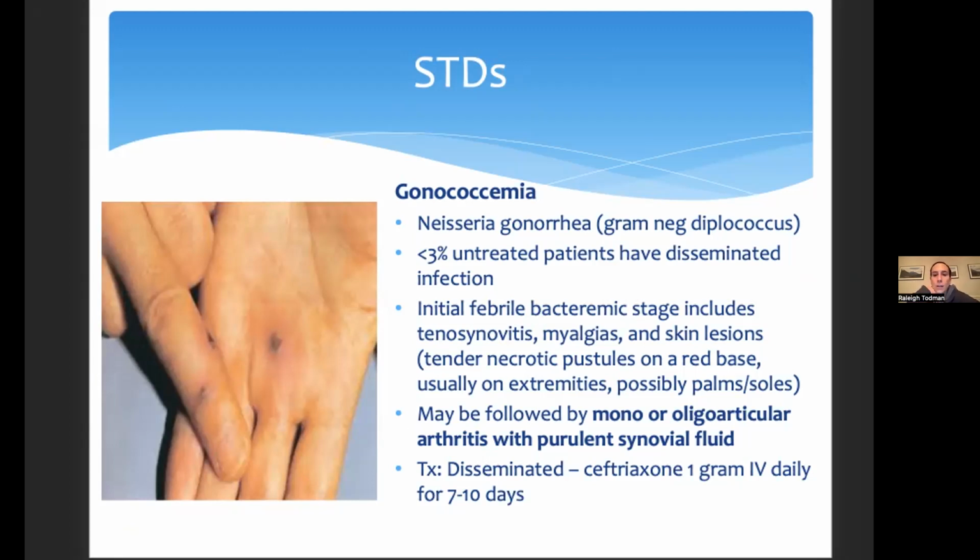So the initial stage includes possibilities of myalgias, and these skin lesions, which are necrotic tender pustules with a red base, like you see in the picture. They can be on the palms or soles, but are definitely tender. You can have tenosynovitis. Now, this can be followed with mono or oligoarticular arthritis with purulent synovial fluid. So it's important to think of this when you're concerned for a septic joint, and try to remember to ask history questions that would lead you to this, to consider that this could be the cause of a septic joint.